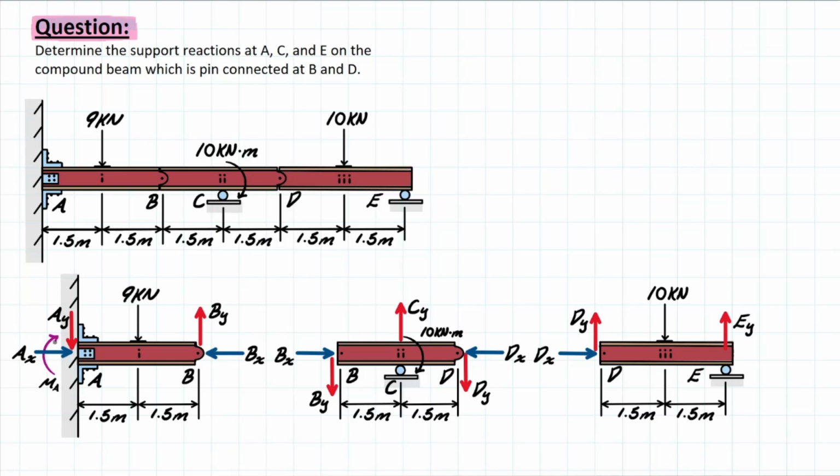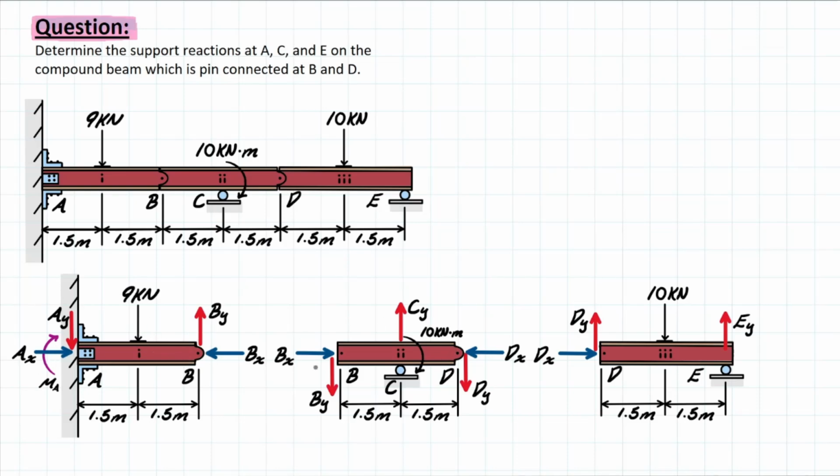We have a fixed connection at the end here for AB, meaning that we're going to have a moment, a lateral reaction AX, and a Y reaction labeled AY. Then similarly, you can label the pin with a Y and an X reaction, BY and BX, which are labeled here, giving us a total of 5 different unknowns that need to be solved for in this beam.